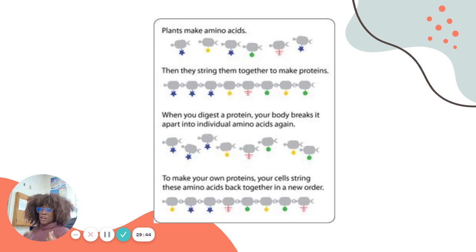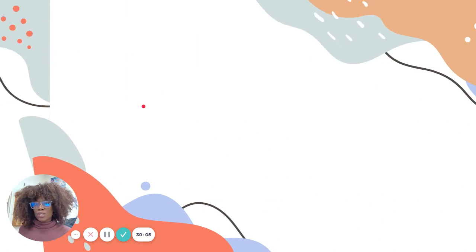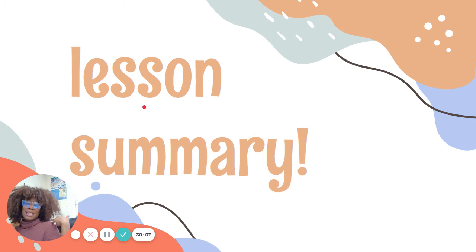So the body is actually very efficient. There's lots of recycling that goes on, which is why we have to eat food, and why you have to eat plants, because plants make all the amino acids. We don't make all of them. Plants make all of them, and humans and other animals cannot. That's why it's very important to eat your vegetables. Okay, I'm starting to ramble. I'm sorry. But we're at the end of the lesson.